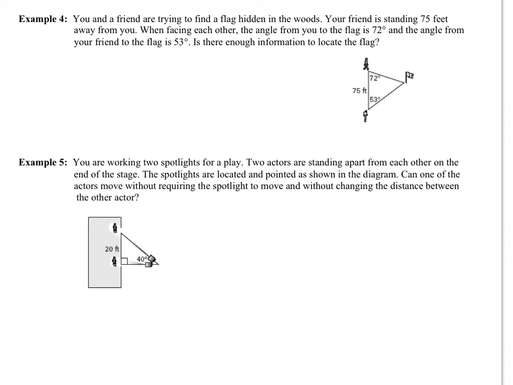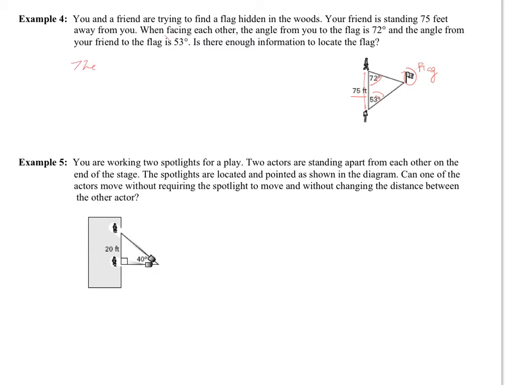Example 4. You and your friend are trying to find a flag hidden in the woods. Your friend is standing 75 feet away from you. When facing each other, the angle from you to the flag is 72 degrees, and the angle from your friend to the flag is 53 degrees. Is there enough information to locate the flag?